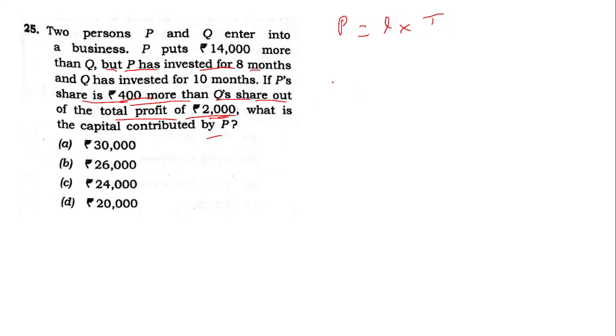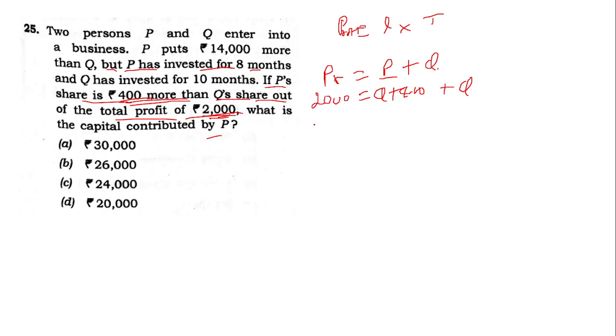So this is the main point for us, where we have to understand what the profit ratio is. Let me write it as PR. So PR, that is profit, is equal to P's share plus Q's share. So what it says here, if P's share is 400 more than Q's share, P is nothing but 400 more than Q, that is Q plus 400 plus the normal Q. What is the total profit? 2000 rupees. The total profit.